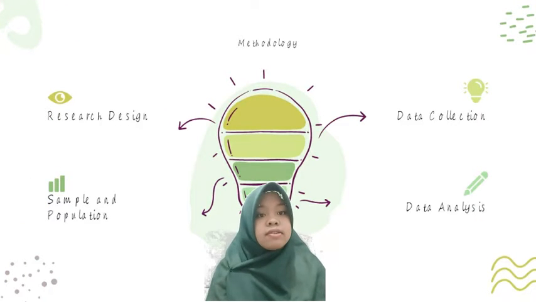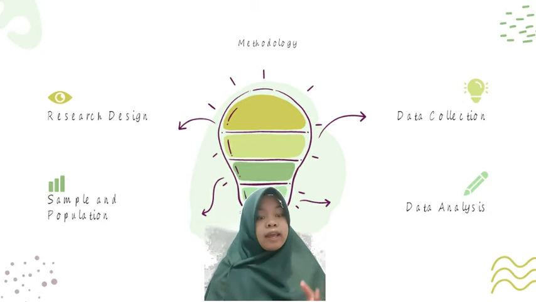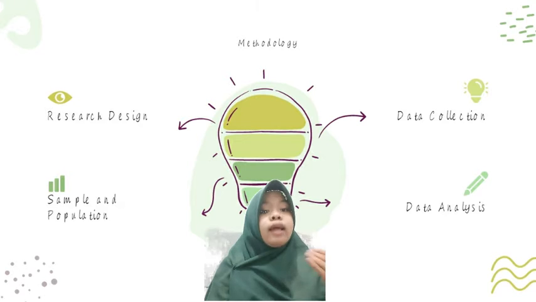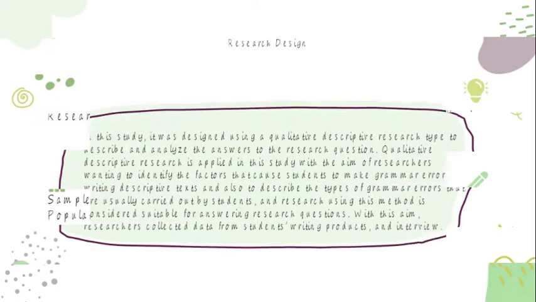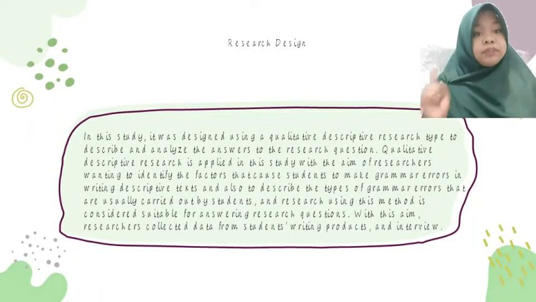So next I will explain the chapter 3 method. The method is divided into 4 sections. First is research design, then sample and population, the third is data collection, and last is data analysis. I will explain these sections one by one. The first section is research design.